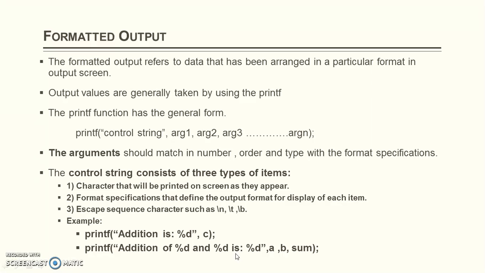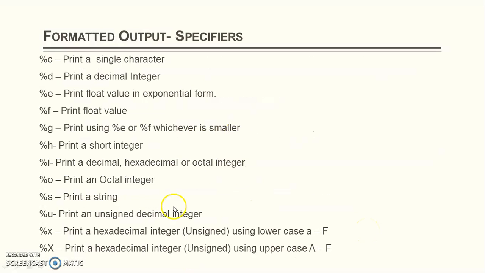Here a, b and sum are all integer values. So suppose you are giving a equal to 5, b equal to 5 and you are writing sum equal to a plus b. This statement will print the value of a, that is 5, the value of b, that is 5, and sum, which will be 5 plus 5 is equal to 10. So it will display: addition of 5 and 5 is 10. So these are the various format specifiers that we also discussed for input: %d, %c, %f, %x, %o, etc.